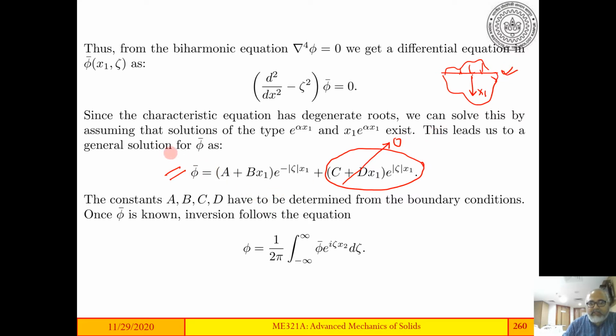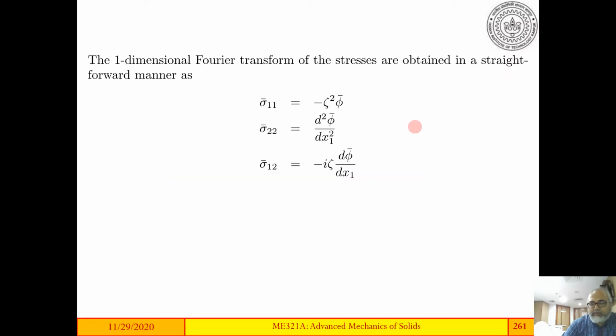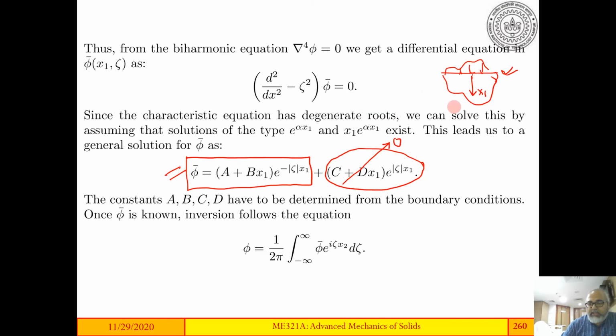So I'm left with only this part as my phi bar for half plane problems where the stresses decay down to 0. You might say these are phi bar, not the stresses, but if I look at the expressions for the stresses, they also contain phi bar. So they would also contain e to the power positive zeta x1 terms. For the stresses to go to 0, those terms have to be equal to 0. Therefore, I can in general assume that this is equal to 0. And once I have got this, I'll get phi from here.